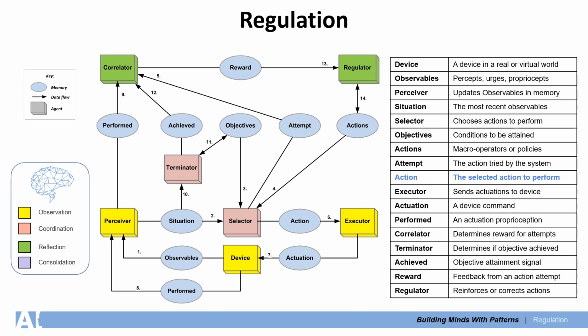The selector sends the selected action to perform to the executor. The executor transforms the actions into its actuations and sends actuations to the device. An actuation is a command that the device understands. The device sends a proprioception indicating whether or not a specific actuation was performed. The performed actuation propriocept is forwarded to a correlator that determines the reward for the attempts made.